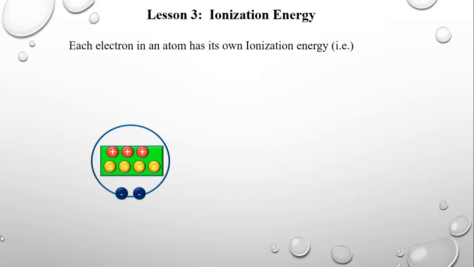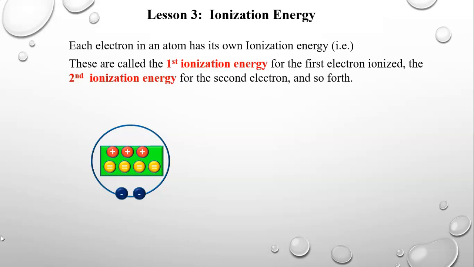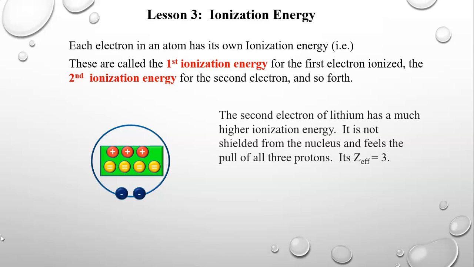Each electron in an atom has its own ionization energy. These are called the first ionization energy for the first electron ionized, and the second ionization energy for the second electron, and so forth. So the second electron of lithium has a much higher ionization energy. It is not shielded from the nucleus, and it feels the pull of all 3 protons. So it has a Z effective number of 3. So it's much more difficult to pull the second electron away. So there it goes. It gets pulled away.